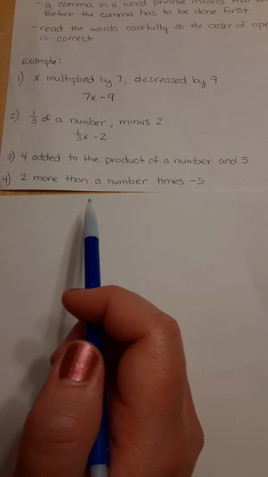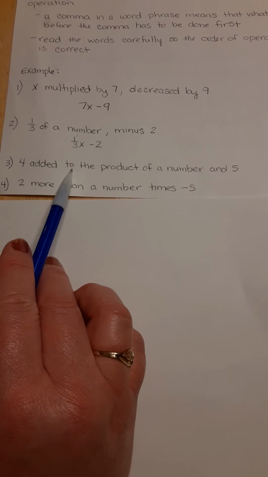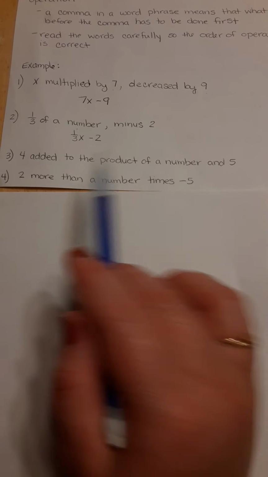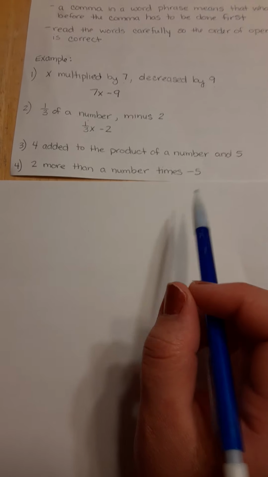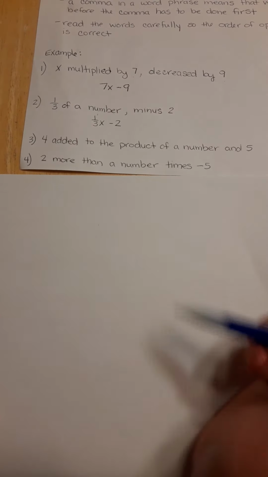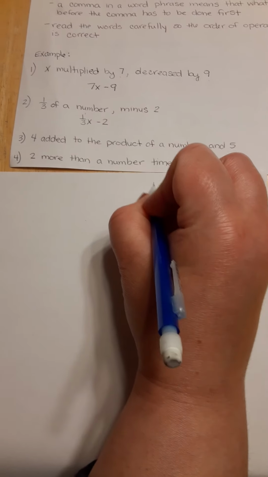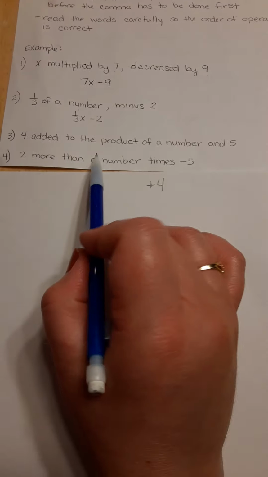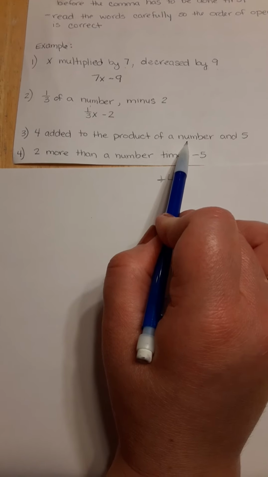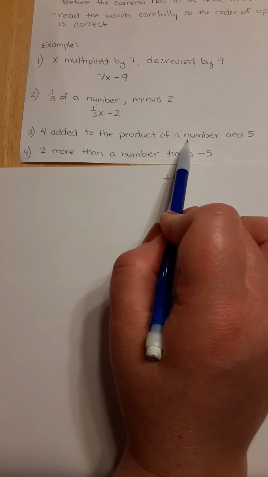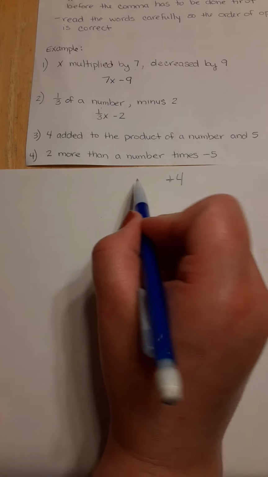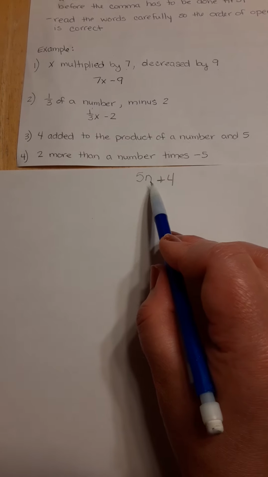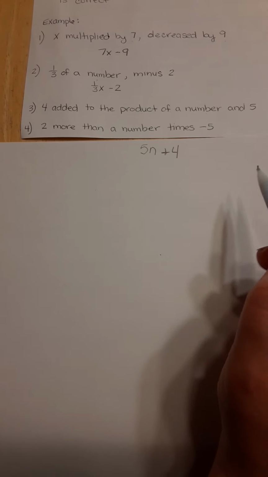Let's tackle number 3. Number 3 says 4 added to the product of a number and 5. I see no commas, so let's take this piece by piece. 4 added to the product. I need to add 4 to something, so plus 4. What am I adding this to? I'm adding it to the product of a number. Product means multiplication, and what am I multiplying? A number and 5. Remember, my 5 has to go in front of my variable. And 5n plus 4 is what that word phrase means.